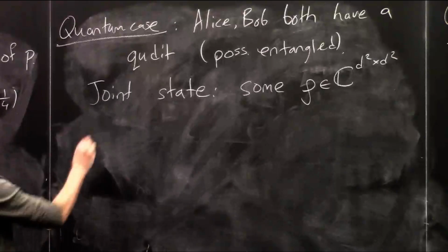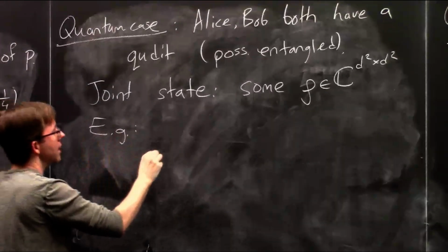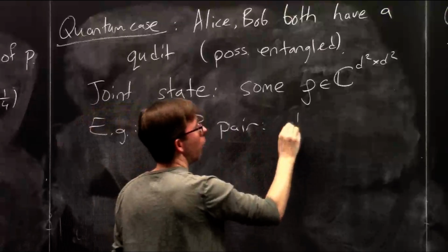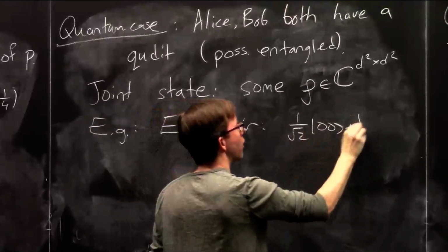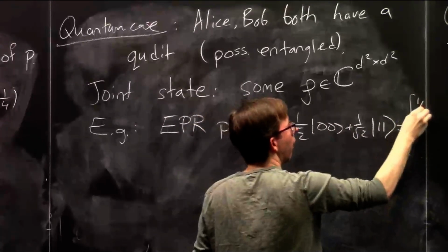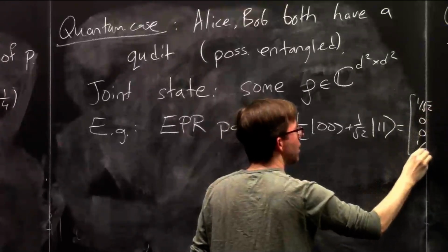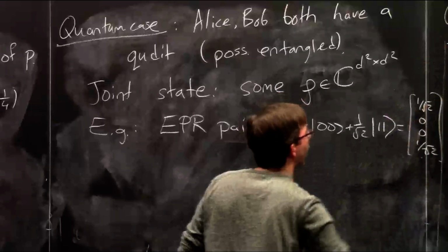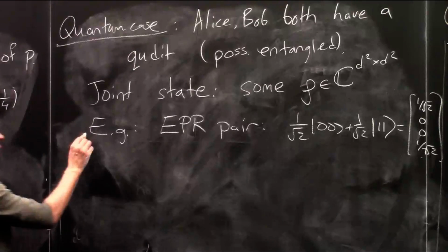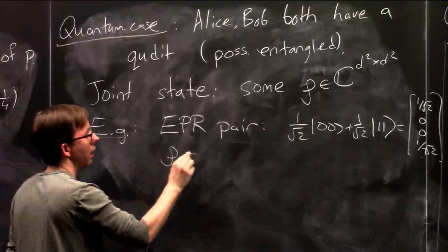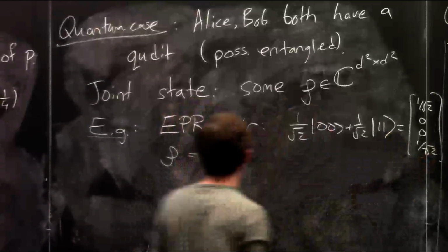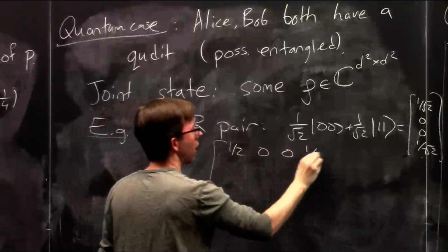Just like we had a running example, let's pick the nicest running example, which is an EPR pair. Remember, this is the pure state 1/√2 |00⟩ + 1/√2 |11⟩, which is 4-dimensional, because here d is 2. They both have a qubit. We're imagining the joint state happens to be pure in this example. But we should always write it as a density matrix. In that case, it's this ket times the bra version of it, which looks like this. It's not too important, but I'll write it down anyway.